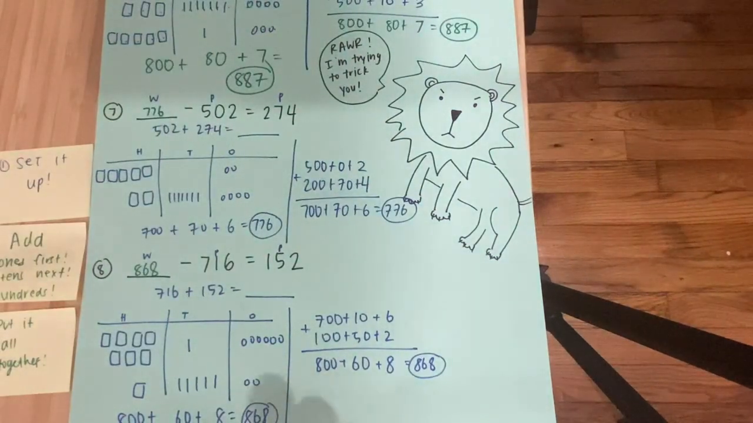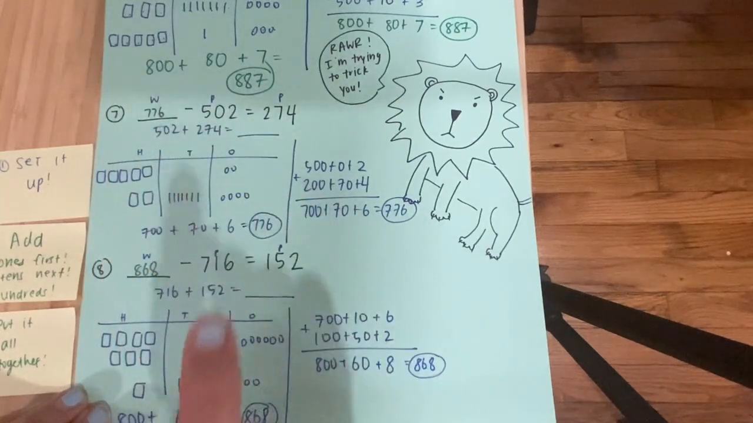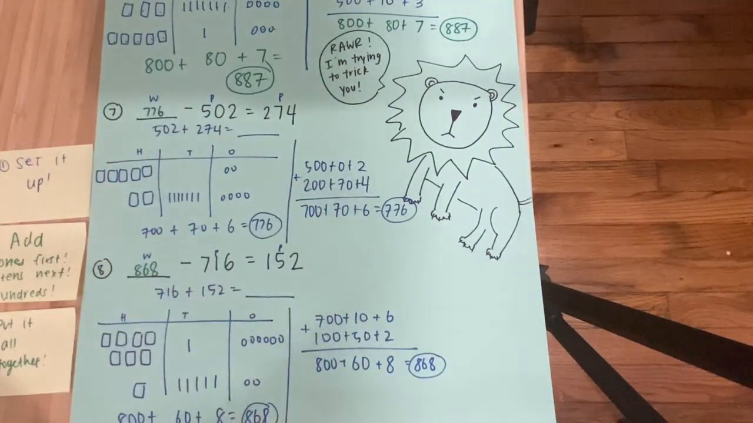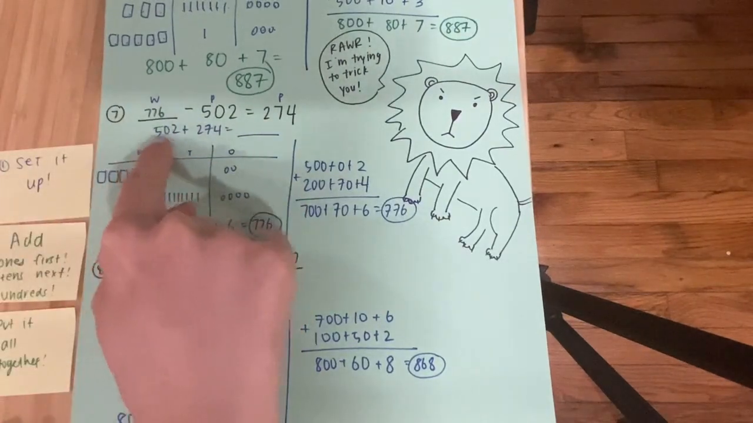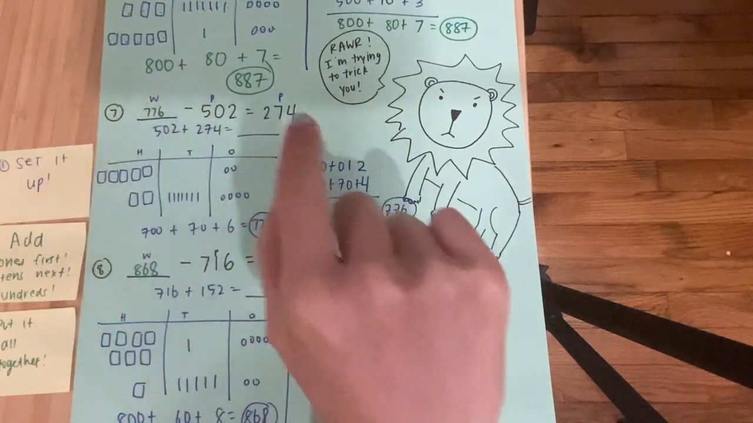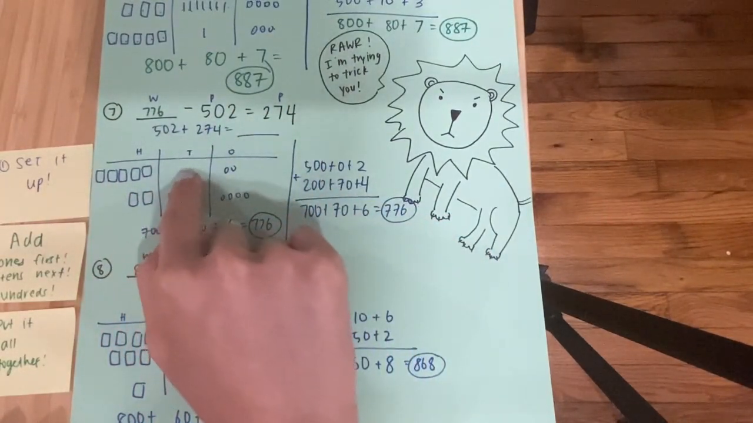Boom! The answer to question 7 is 776. And the answer to question 8 is 868. If you did not get them correct, check your solution equation. Maybe you got your solution equation wrong. Or maybe for question 7, you forgot that there's 0 tens. So you should only have 0 tens over here.